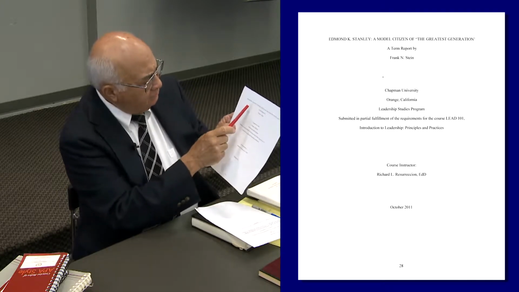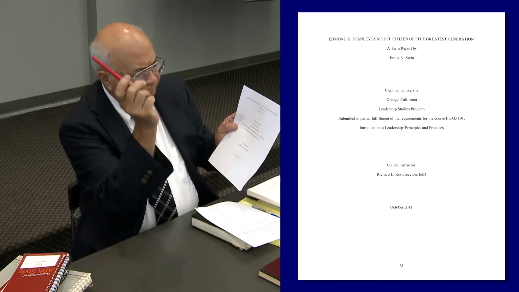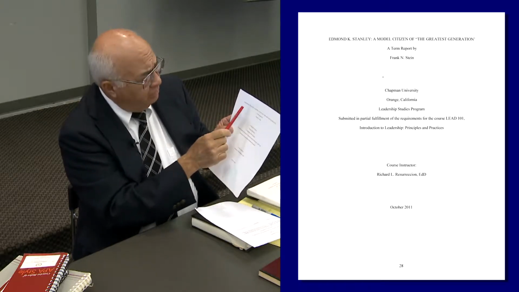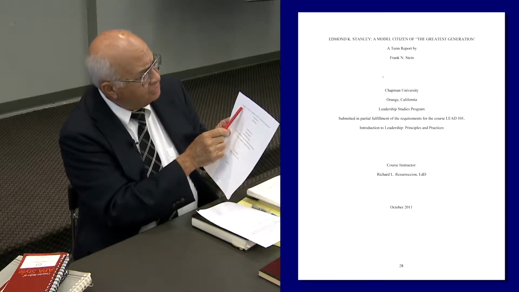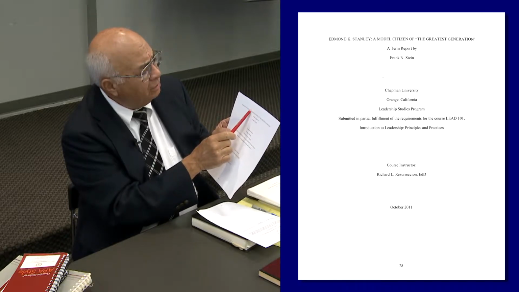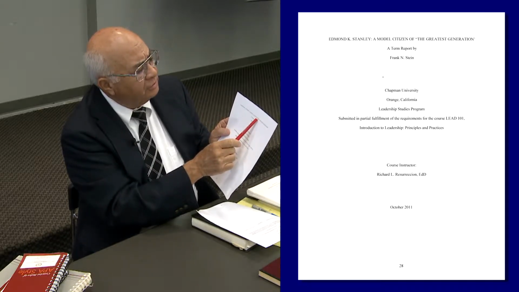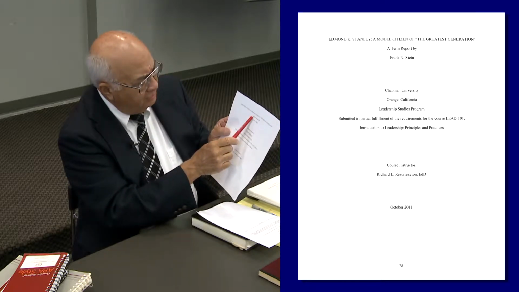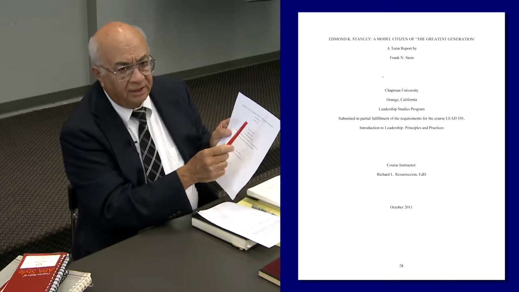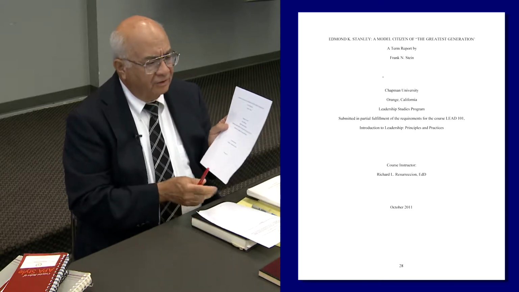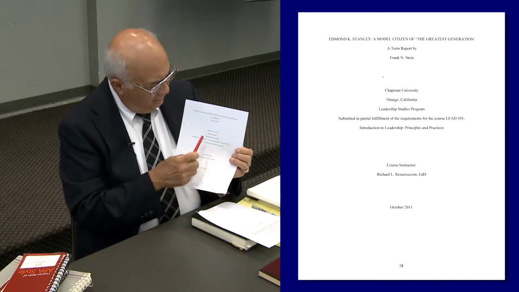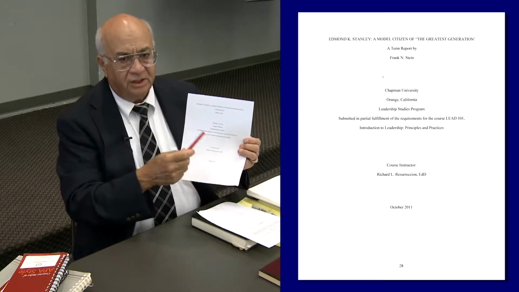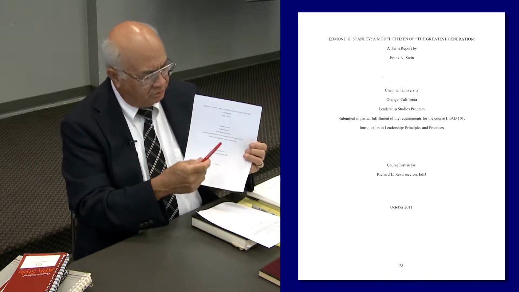All right, let's take a look here. Title. This was the title of a paper from way back when, but it's an example. You'll notice it's all in caps, and it says Edmund K. Stanley, a Model Citizen of the Greatest Generation. Then it says a term report by Frank N. Stein. I have to laugh at this. I got that from my technical report writing class with Dr. Zoll. He used to use Frank N. Stein as one of our managers that we always wrote to.